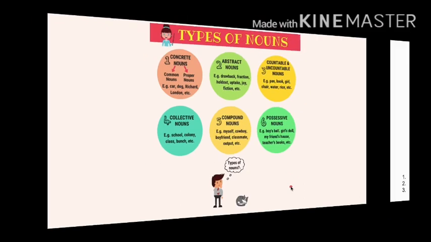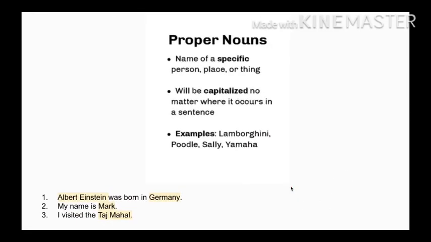First type we will learn about is proper noun. Proper noun names a particular person, place, or thing. For example, John, Lisa, India, etc. You have to keep in mind that these words are always capitalized.